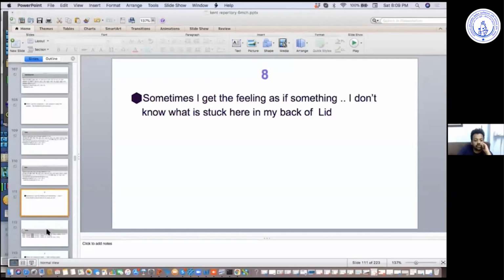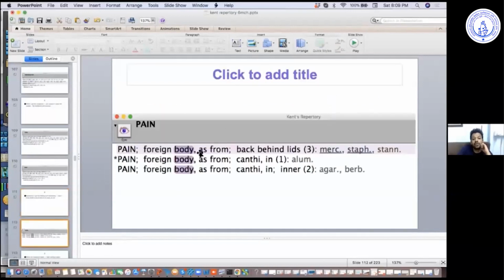So let's see what is a possible rubric. Foreign body as if stuck from behind eyelid. Pain in the eye, foreign body as if stuck from behind the eyelid. You have to learn this, okay?